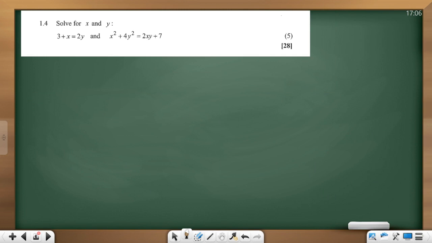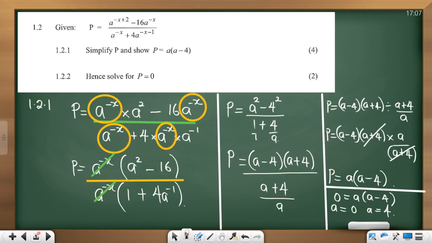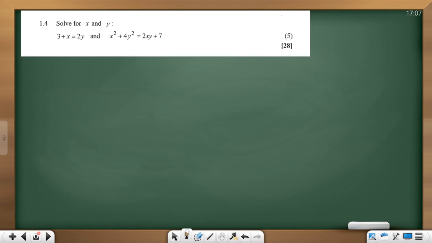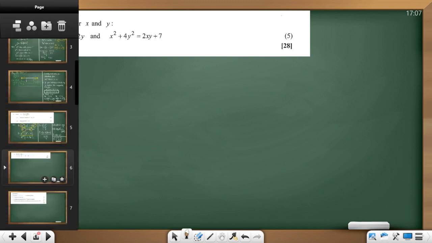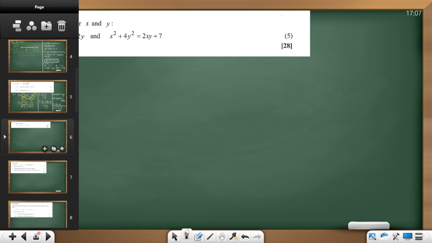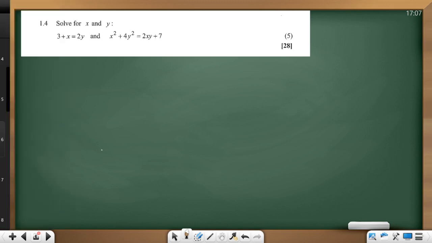5 marks, simultaneous equation. Wait, I think there is a question missing. Right, there is a question missing. I might have just a second. 1.2, 1.4. Where is my 1.3? Carmel, I should show marks for the 2 previous questions.